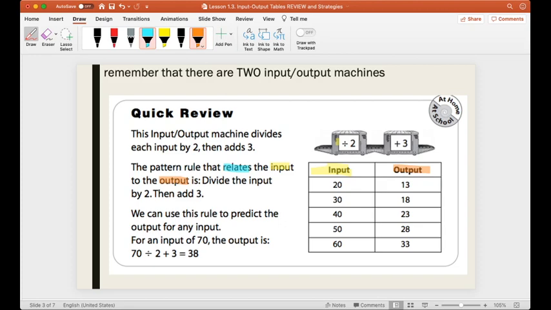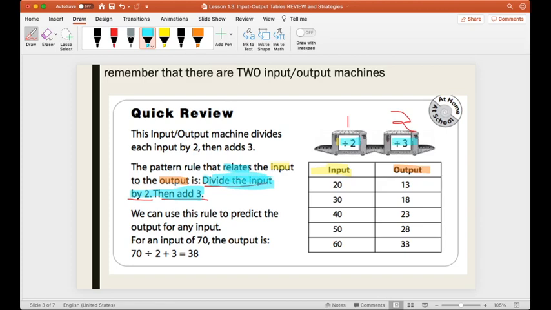Sometimes we have machines that have not only one but two equations, two things that kind of happen to it, manipulate it. So once again, you have the first value. You have 20. You put it in. 20 divided by 2 is going to be 10, plus 3 is going to be 13. So what's really happening is the input is being divided by 2, and then you're going to add 3. If I ask you what the pattern rule is for how they relate, this is what you need to have. In this case, it'd be divide by 2 plus 3.